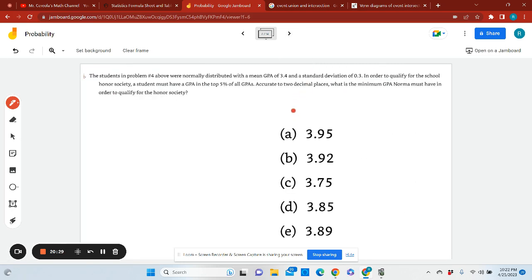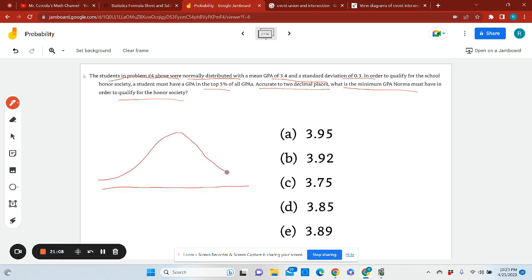Okay. Moving right along here again. This time it says the students in problem 4 were normally distributed with a mean of 3.4 and a standard deviation of 0.3. This is referring back to the same question that we did a couple back. They're saying in order to be in the honor society, you must have a GPA that's in the top 5%. And then they say, out to 2 decimal places, what's the minimum GPA we must have to qualify for the honor society? So again, it's the same distribution, but it's a different question.